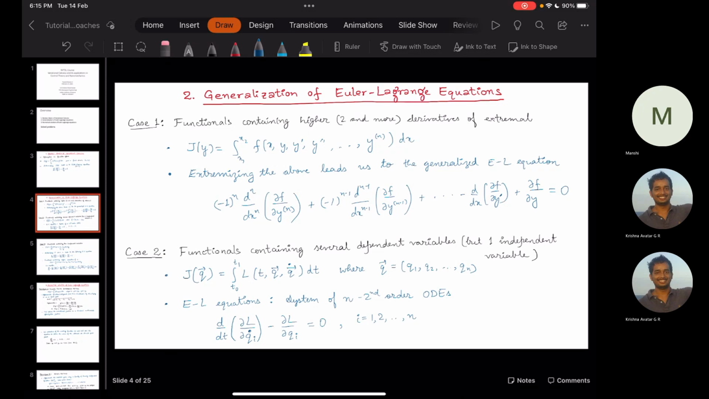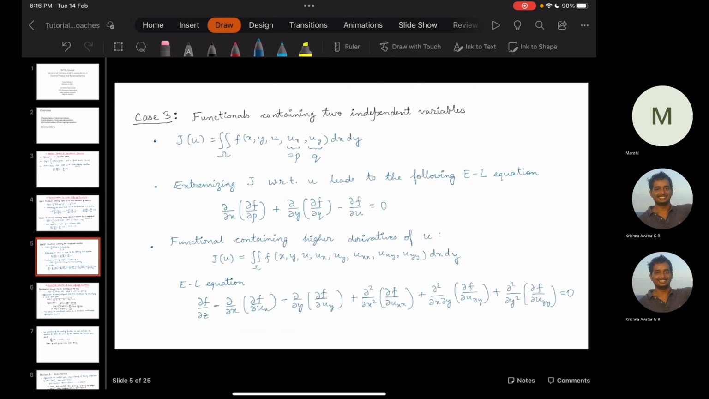In this case, upon extremizing with respect to every component of the set of dependent variables, which is the q vector here, the Euler-Lagrange equations are essentially a system of n second order ODEs, given by d/dt of ∂L/∂q̇_i minus ∂L/∂q_i equals 0. Here i runs from 1 to n. So essentially we have one equation for every component of the dependent variable vector q.